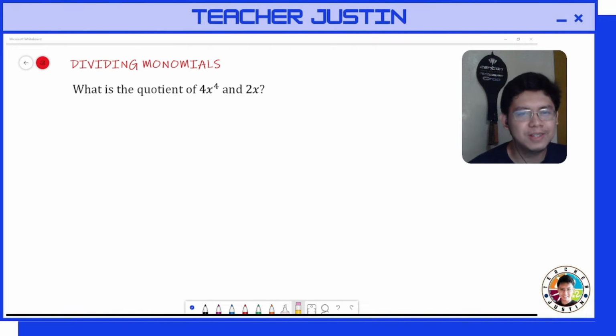On today's topic, we're going to talk about dividing monomials. Answering the question, what is the quotient of 4x raised to 4 and 2x? So when we encounter the word quotient, it is referring to dividing two numbers. So in this case, let's translate the question, what is the quotient of 4x raised to 4 and 2x?